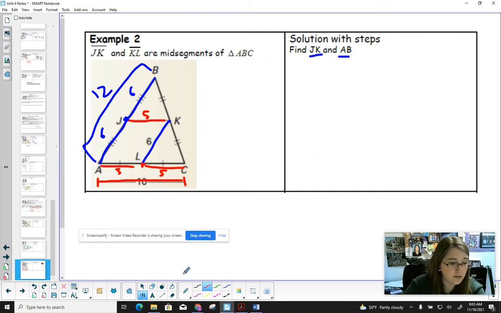So now we have everything pretty much filled in. It looks like everything that I can find, at least. I can't find anything else. I can't find that third side. I would need that info. So JK is 5 and AB is 12.